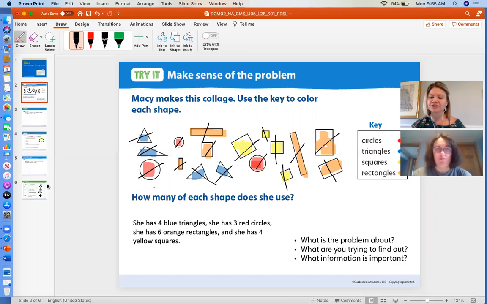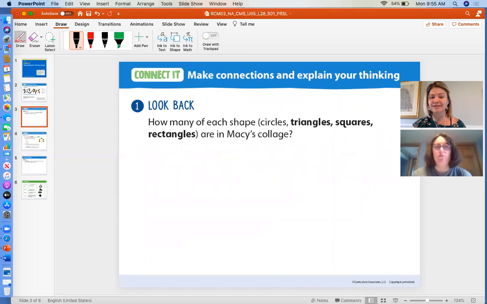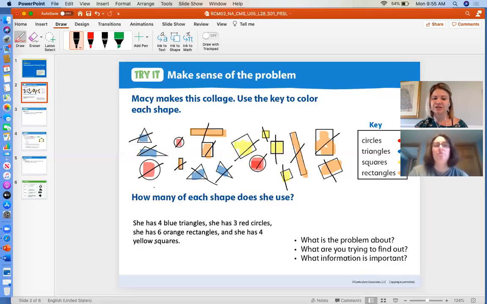So that's all we had to do for this problem. Number 1 is asking us to tell how many of each shape there are in Macy's collage. Well, that's exactly what we did here. She has 4 blue triangles, 3 red circles, 6 orange rectangles, and 4 yellow squares.